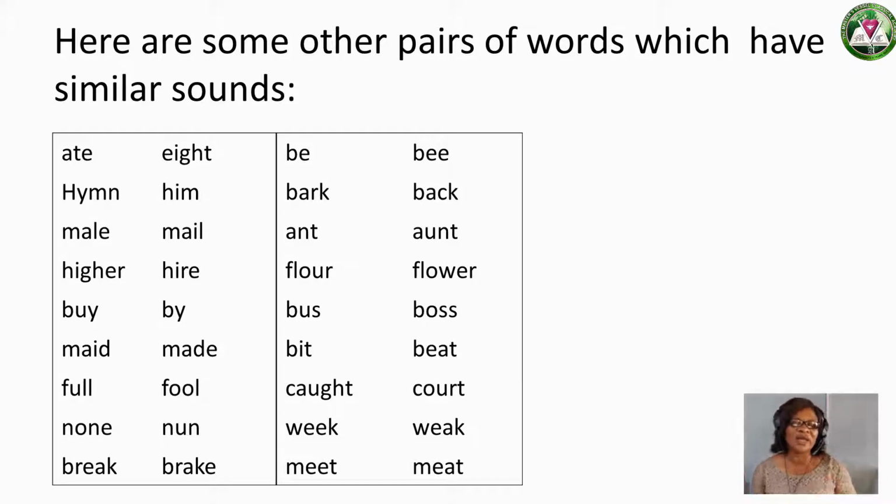The next word is F-L-O-U-R. Flower. And beside it, you have another word that has similar sound. F-L-O-W-E-R. Flower. Flower. Okay. The next word is B-U-S, bus, and also B-O-S-S, bus, the same sound, different spellings and different meanings, okay?